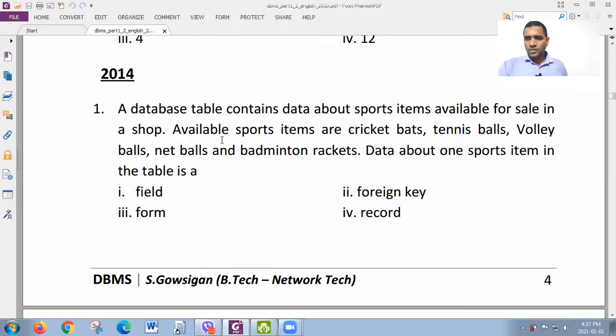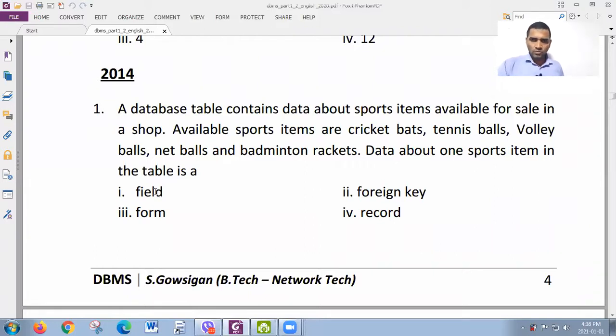The database table contains data about sport items available for sale in a shop. Available sports items are cricket bats, tennis balls, volleyballs, netballs, and badminton rackets. Data about one sports item in the table is a, and you have four answers.